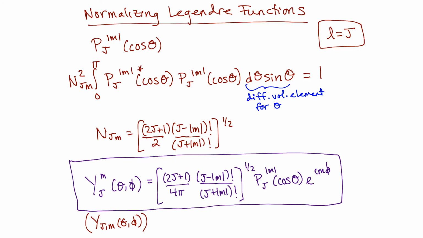So remember that was 1 over the square root of 2 pi. So we're just bringing that in here. So this is the full expression of the rigid rotor wave functions. So make a note there. These are the spherical harmonics, the full expression.